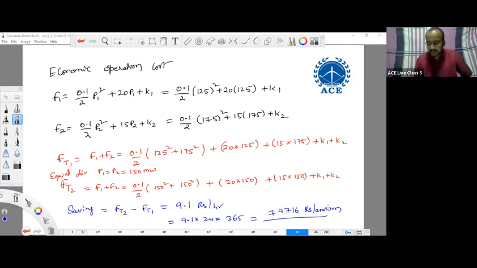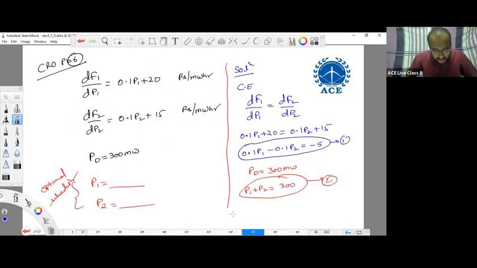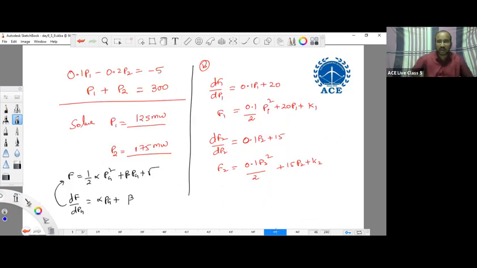So when you consider the equal division and economic division, observe this carefully. What he has given in the sixth problem: the incremental fuel costs are given, and the power demand is given as 300 megawatt. The optimal scheduling is asked in the first part. So you get the coordinate equation, that is one equation. Power demand is 300 megawatt, so P1 plus P2 is equal to 300. From that you get the second equation, and you solve it to get P1 and P2. These are within the limits, so no problem.